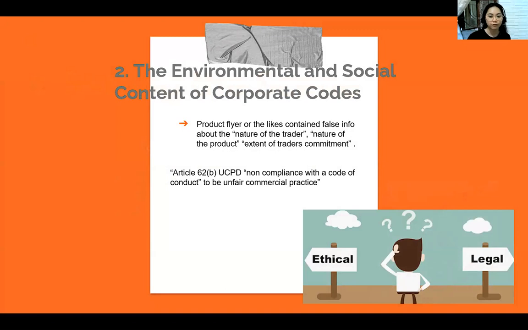And the next one would be the environmental and social content of corporate codes. Product flyers or the likes contain false information about the nature of the trader, nature of the product, or the extent of traders' commitments. This is pertaining to the environmental claims. For example, products or companies having environmental claims about their products or services that are false or dishonest will fall into this category.